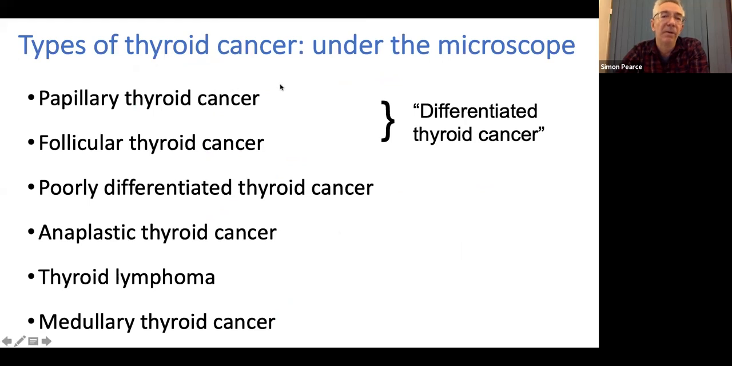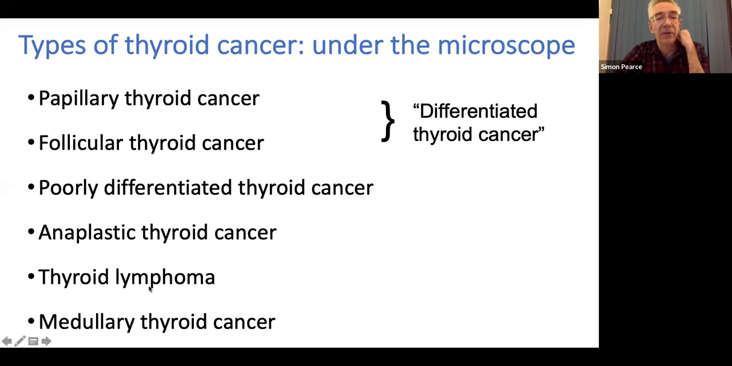So under the microscope, there are 5 or 6 different sorts of thyroid cancer, papillary and follicular thyroid cancer. These are the 2 commonest cancers, and together these are called differentiated thyroid cancer, and the treatment is roughly the same for these sorts of thyroid cancer. And then there are more aggressive thyroid cancers, poorly differentiated or anaplastic thyroid cancer. So these are not good news, particularly anaplastic thyroid cancer, although really in the last year or two, even anaplastic thyroid cancer with molecular diagnostics, some people are getting better results from treatment.